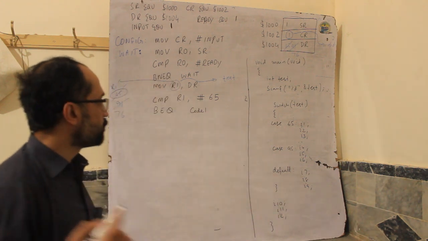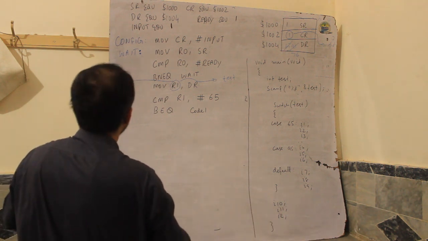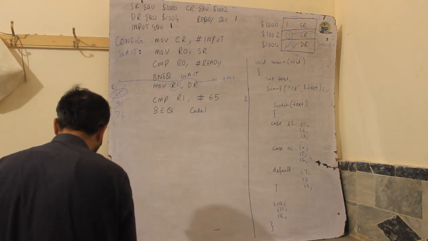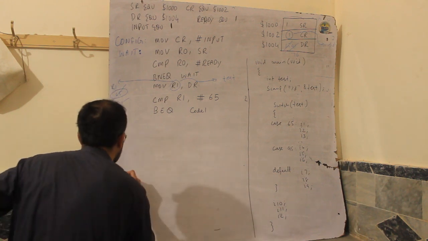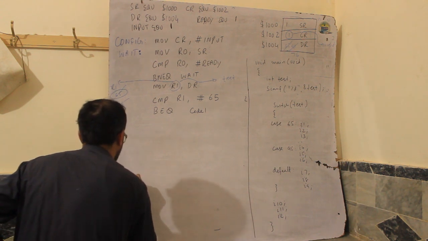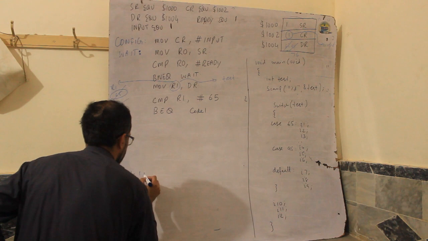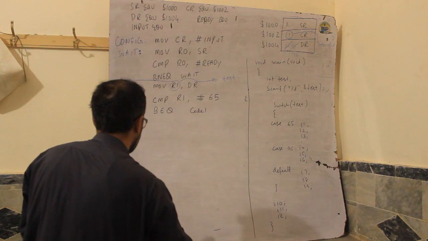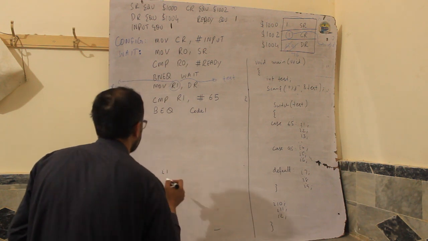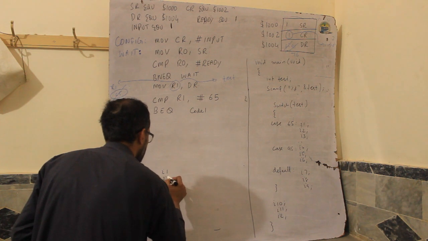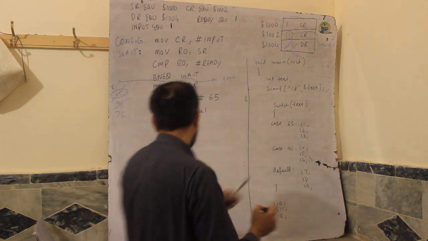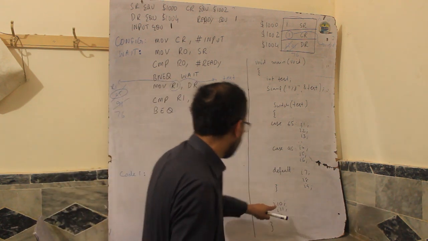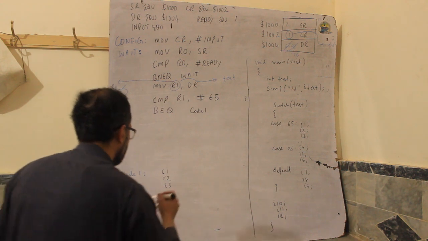What is code 1? Code 1 is actually a label, so we can define some new label. This config is a label, wait is a label, so we can define code 1 here. If you look at code 1, which instructions will be executed? I1 will be executed, then I2, then I3, and after that we have to jump to this I10.